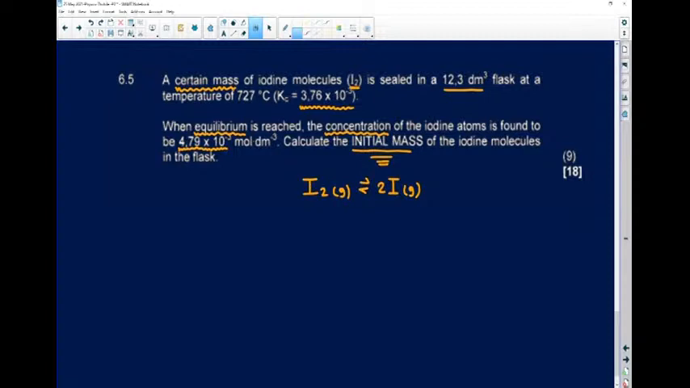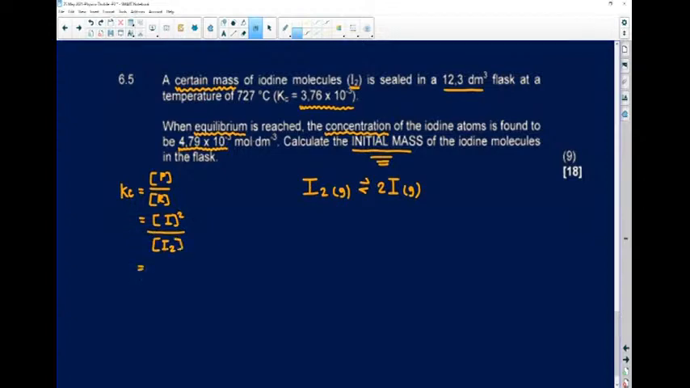Now, the nice thing about this question is I'm already given the Kc. Remember, when you're finding the Kc, it's always your products over your reactants. So we also use square brackets. I'm going to do it the long way around. My products is I, and I'm going to have it at the top. Remember, the 2 in front becomes an exponent. And then I'm going to have my reactants here at the bottom, which is just I2.